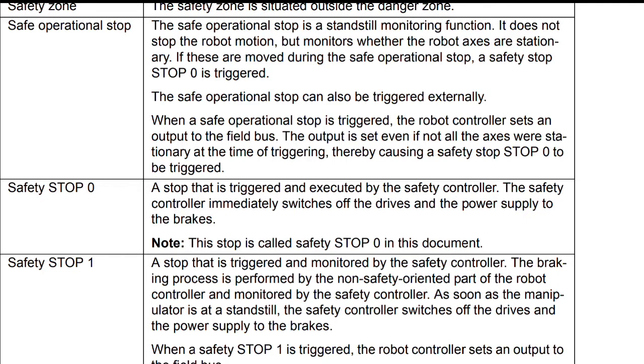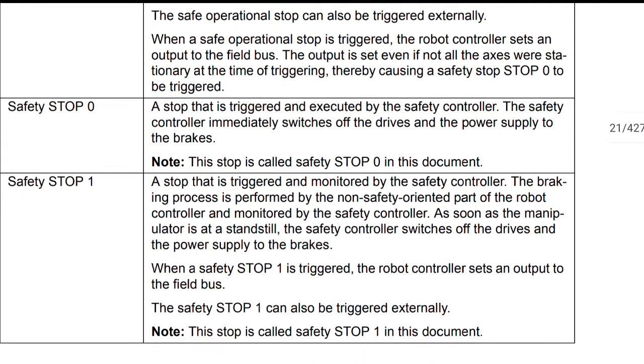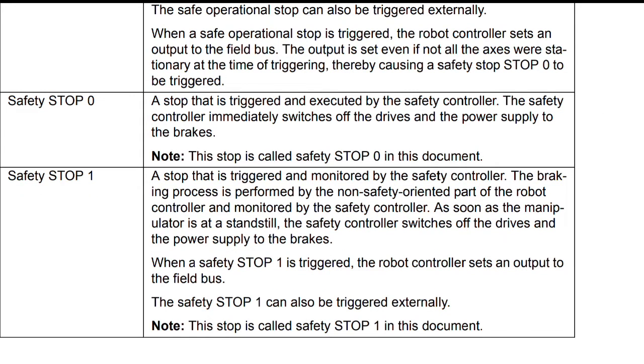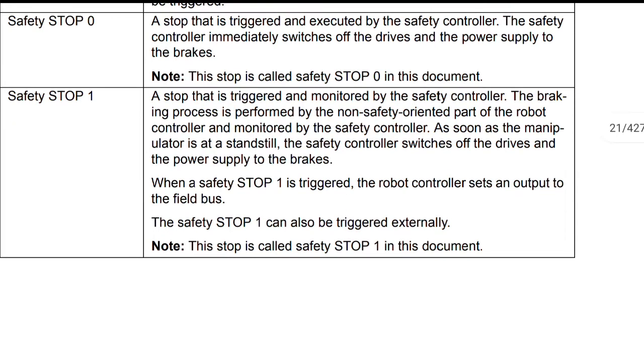Safety stop 1, a stop that is triggered and monitored by the safety controller. The braking process is performed by the non-safety oriented part of the robot controller and monitored by the safety controller. As soon as the manipulator is at a standstill, the safety controller switches off the drives and the power supply to the brakes. When a safety stop 1 is triggered, the robot controller sets an output to the field bus. The safety stop 1 can also be triggered externally. Note, this stop is called safety stop 1 in this document.